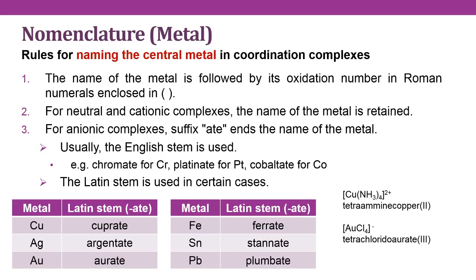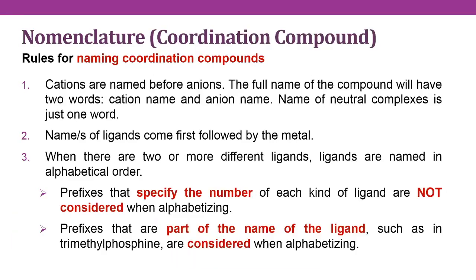So, in the complex AuCl4-1, we name the metal aurate 3, and the complex is named as tetrachlorido aurate 3. Now that we know how to name ligands and metals, we can now proceed to naming actual complexes. In naming coordination compounds, we use the same rules as in naming ionic compounds.